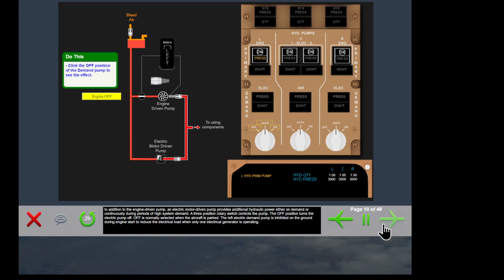In addition to the engine-driven pump, an electric motor-driven pump provides additional hydraulic power either on demand or continuously during periods of high system demand. A 3-position rotary switch controls the pump. The off position turns the electric pump off. Off is normally selected when the aircraft is parked. The left electric demand pump is inhibited on the ground during engine start to reduce the electrical load when only one electrical generator is operating.